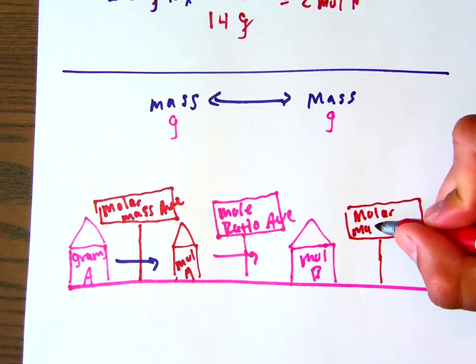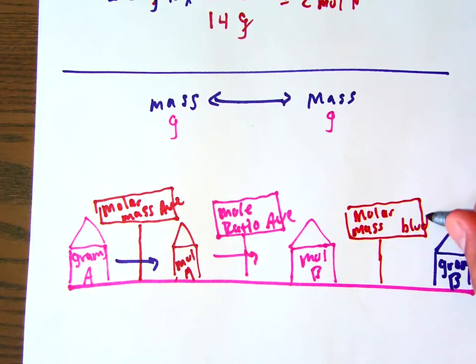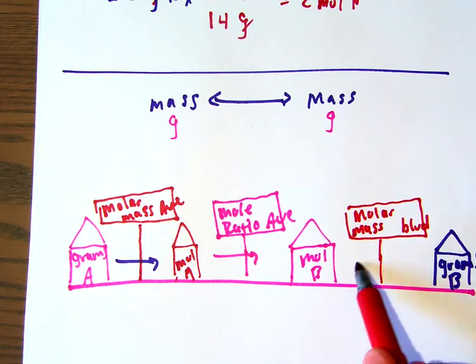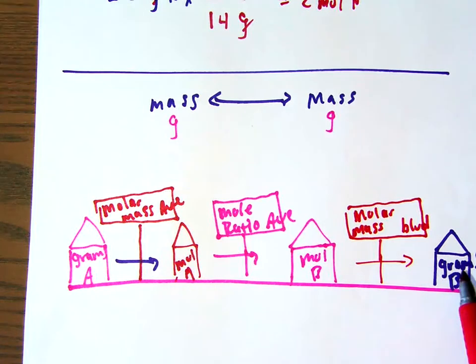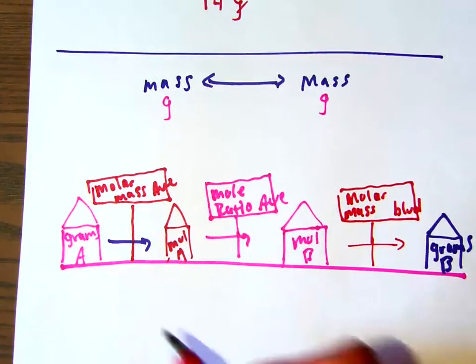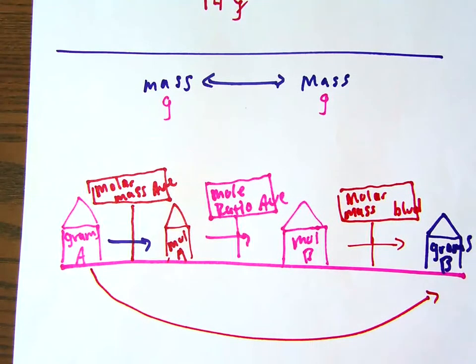Let's just name this molar mass boulevard. Okay, and then we can get there. So you have to go grams, moles, grams. You can't go directly from grams to grams.